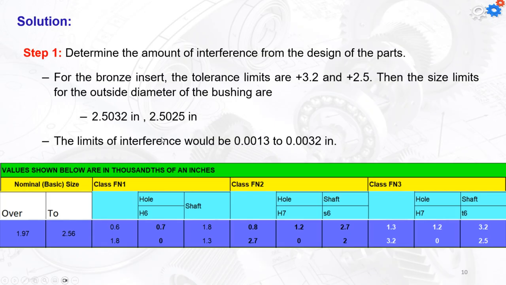Now, to find these values, we're going to take the maximum and minimum of each one and do the subtraction. You remember that the minimum diameter we had for the hole was 2.5. The maximum diameter we have for the shaft is 2.5032. So 2.5032 minus 2.5 will give you the value for the maximum interference. The same thing applies for the minimum diameter of the shaft minus the maximum diameter of the hole, which will give you the minimum interference between them.